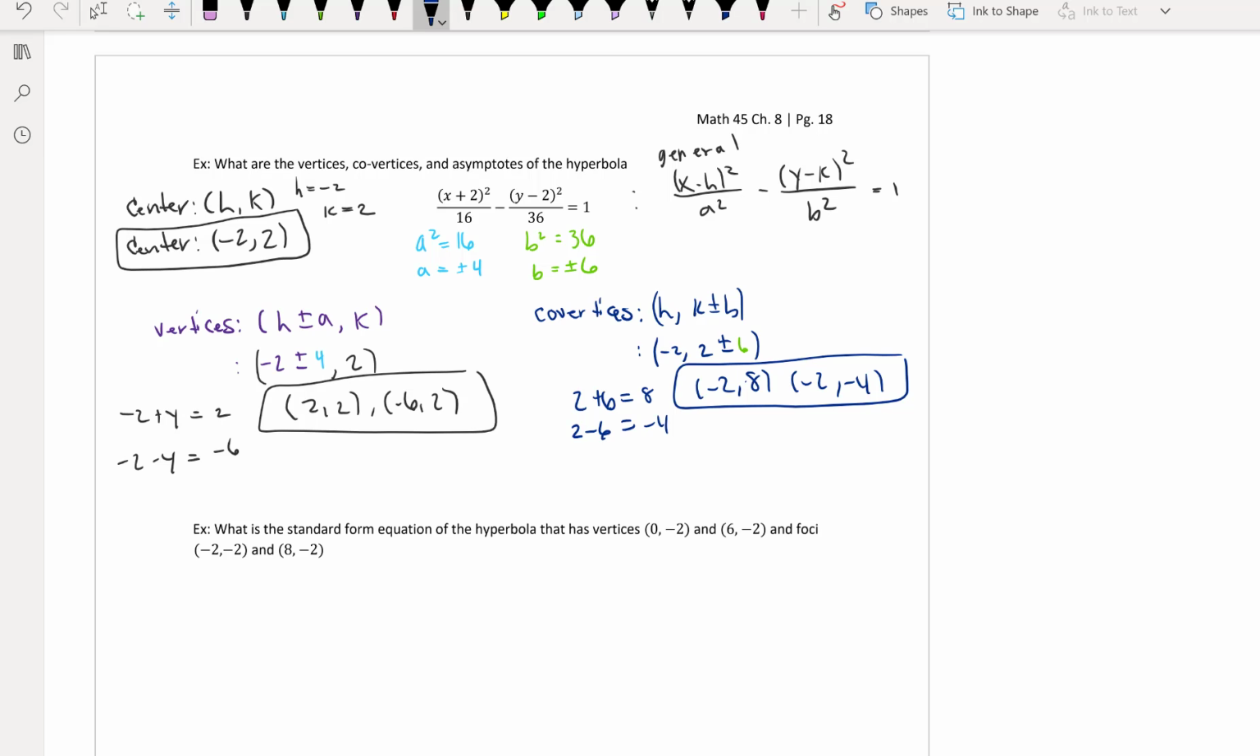So I have the vertices, the co-vertices, and the last thing they want is going to be the asymptotes. So, okay, here we go. So we want the asymptotes. So for my asymptotes, that equation is going to be coming from that page.